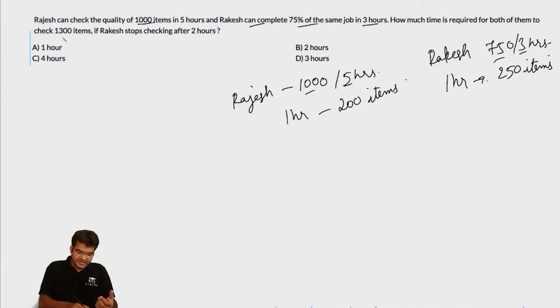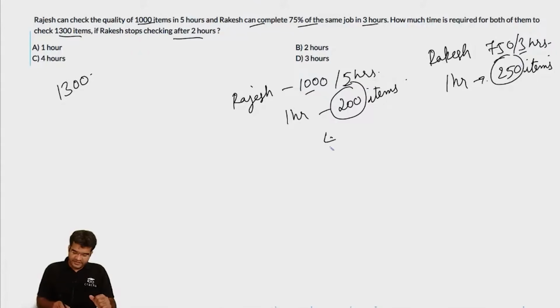They have to check a total of 1300 items and both of them start working together, but Rakesh stops working after 2 hours. So in the first 1 hour when both of them work, they check a total of 200 plus 250, that is 450 items in the first hour. In the second hour also both of them will work, so they check another 450 items in the second hour. At this point Rakesh stops working.